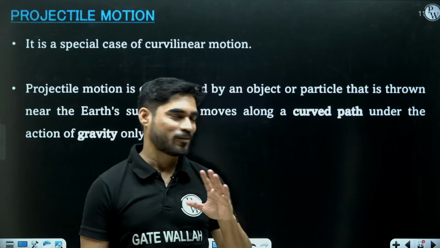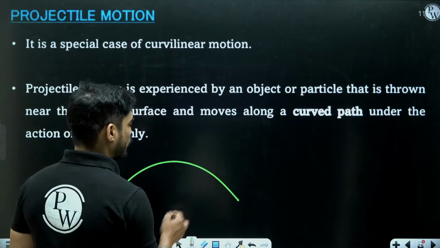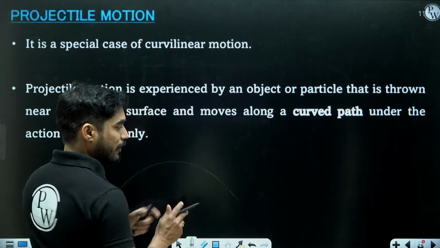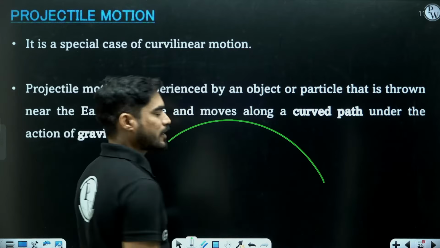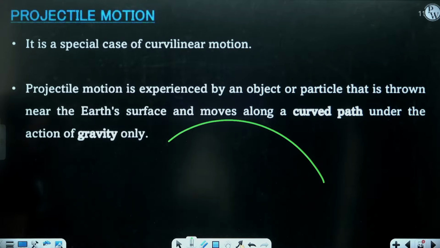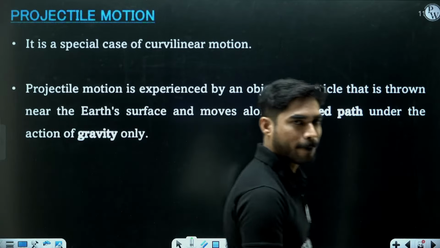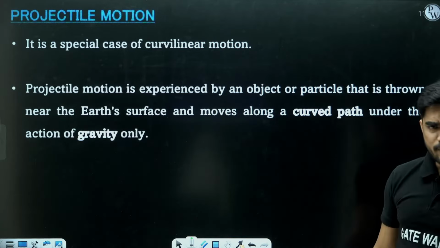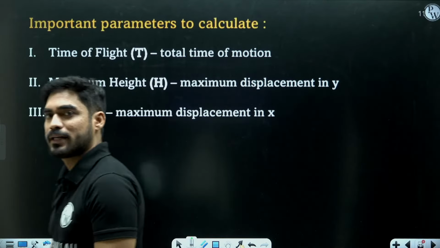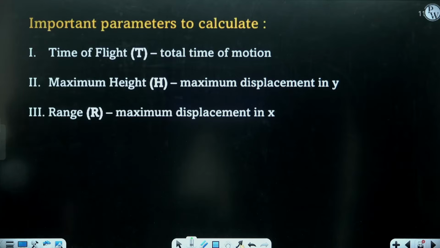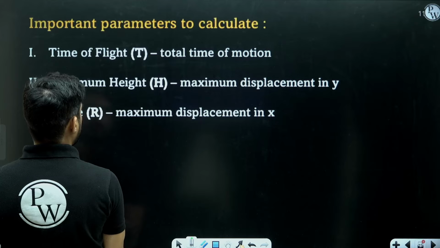Okay, so the motion of a football, the motion of a cricket ball when you hit a six, the cricket ball is also moving in projectile motion. The motion of a bullet, they are all part of projectile motion. Now when it comes to projectile motion, there are three important parameters to calculate: time of flight, maximum height, and range.